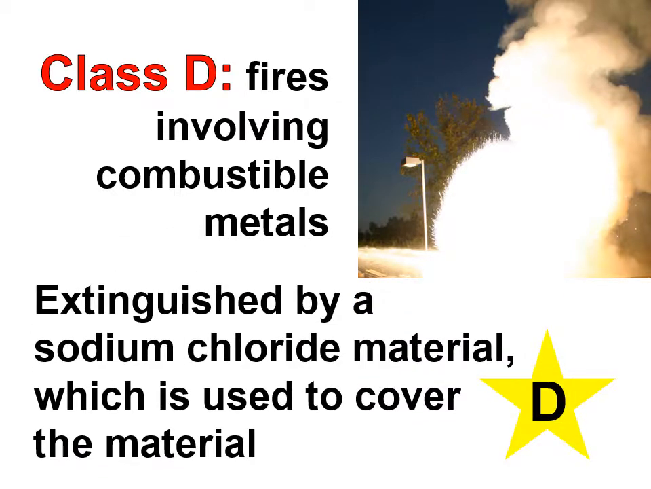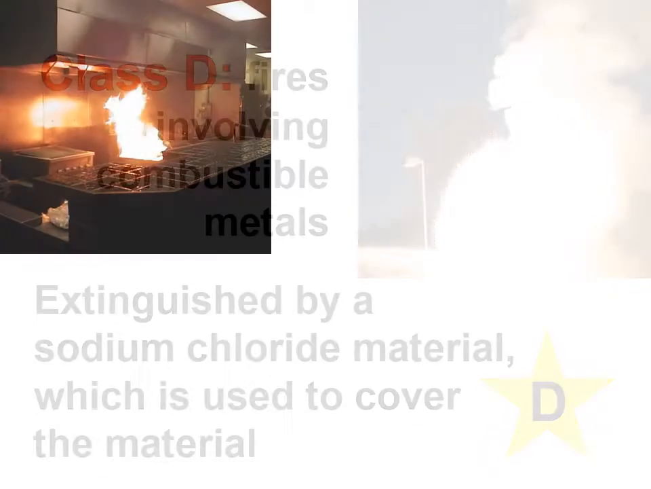Class D fires involve combustible metals such as aluminum, titanium, and magnesium. The extinguishing agent is a sodium chloride material, which is used to cover the material. And then Class K fires involve oils used in commercial cooking applications, or kitchen fires. These materials have been taken out of the Class B classification.